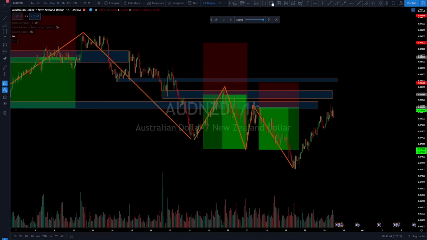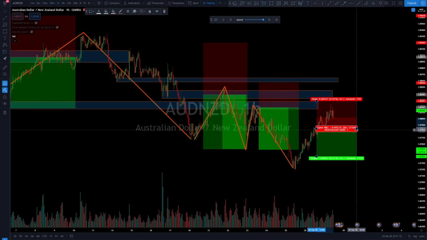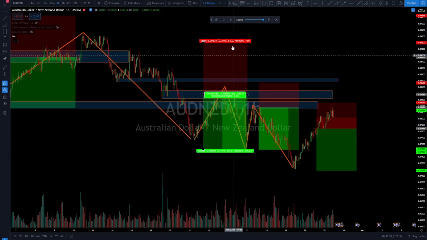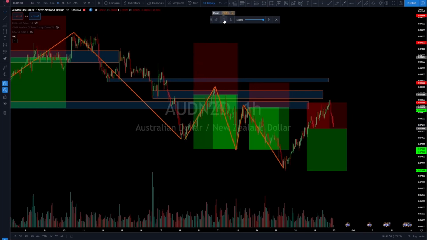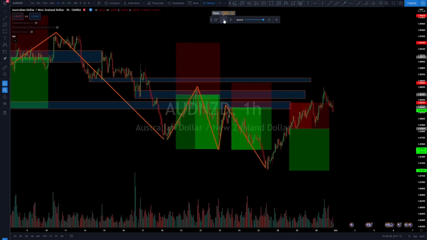So if we were to get short right here, this looks like it's going to break, but let's just say we get short right in the middle here, stop loss above this high, target down here. Let's see what happens here. Okay, and we lose that one. So that is a loss.